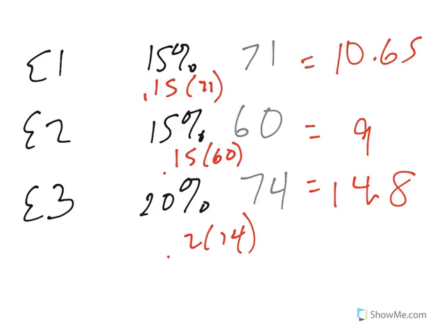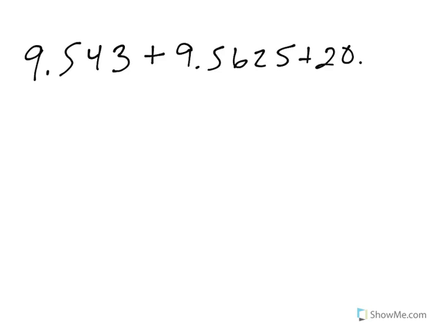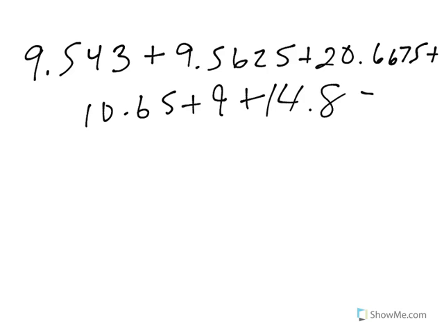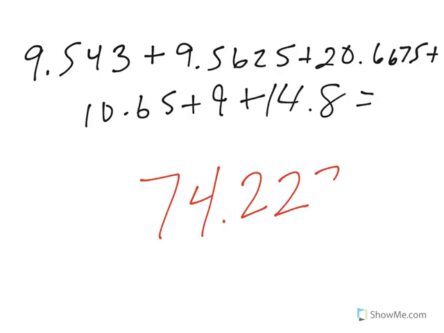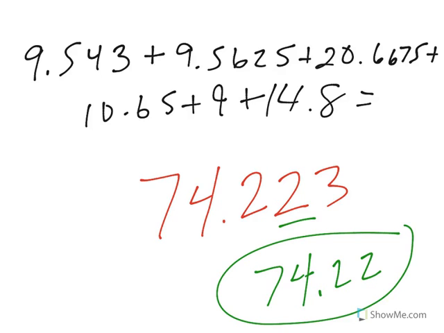Once you have the points for each particular category, we can add them all together. So I've got my homework, plus my quiz, plus my projects, plus exam 1, exam 2, and exam 3. And when you add those all together, you get 74.223. And I rounded to the nearest hundredth. So I got my final answer to be 74.22 is my overall answer.